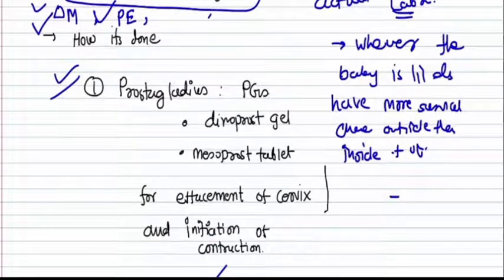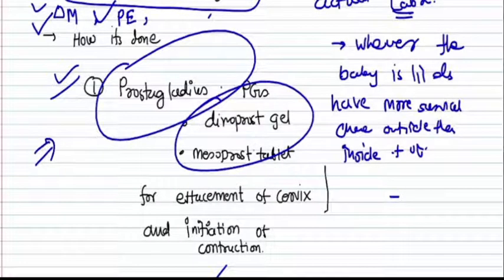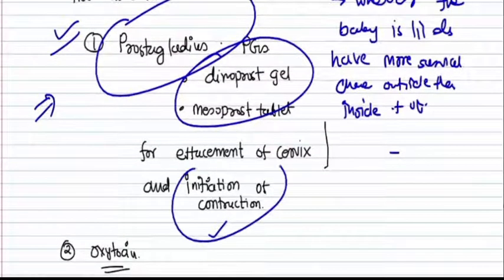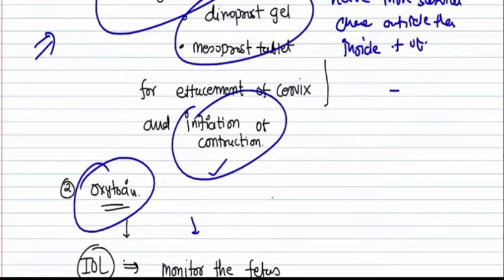Now IOL is done by 2 different kinds of agents. The first one is a prostaglandin. Prostaglandins help with the cervix. That means the dinoprostone gel and misoprostol tablet are actually useful for effacement and dilatation of the cervix and initiation of the initial uterine contractions. Then after enough effacement and dilatation of the cervix, oxytocin takes charge.